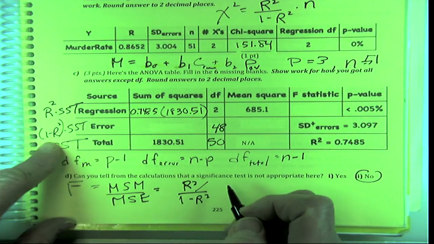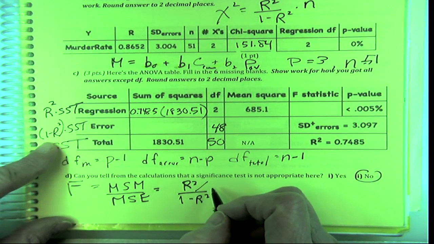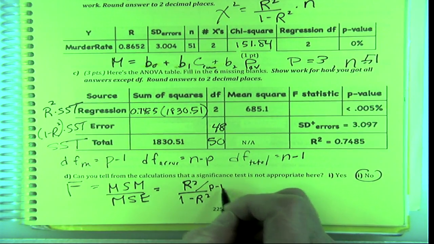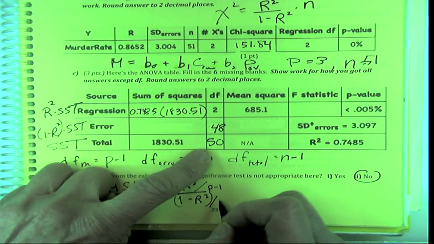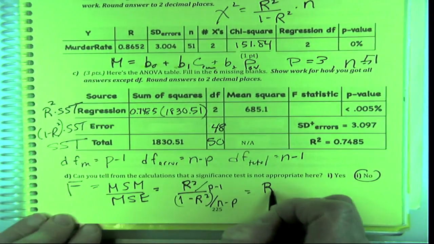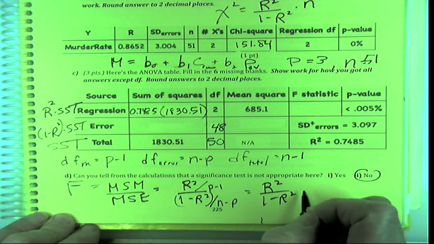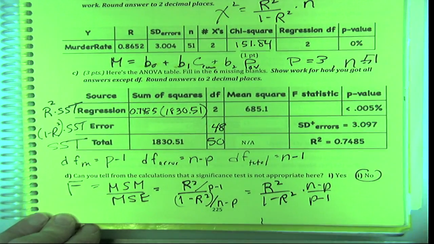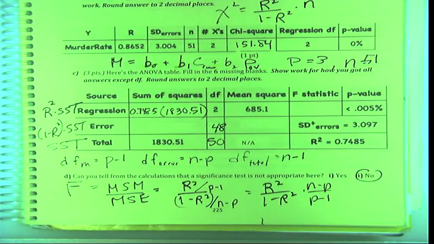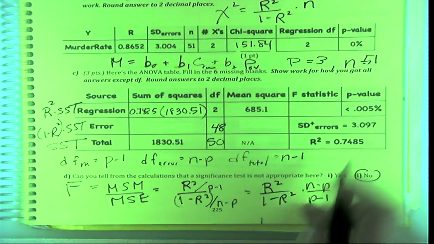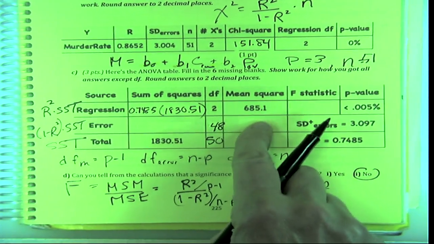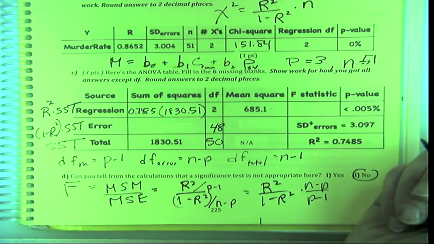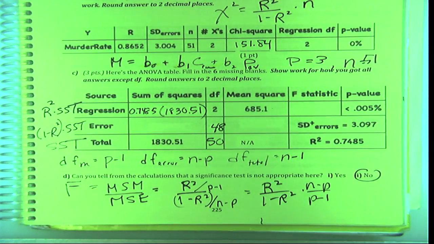And this one is going to be divided by the degrees of freedom, P minus 1, and this one will be divided by the degrees of freedom, N minus P. And so you just get your R squared over 1 minus R squared times N minus P over P minus 1. So you could do it that way, which is exactly the same thing as calculating this and then taking mean square model over that. Okay, any questions on that?